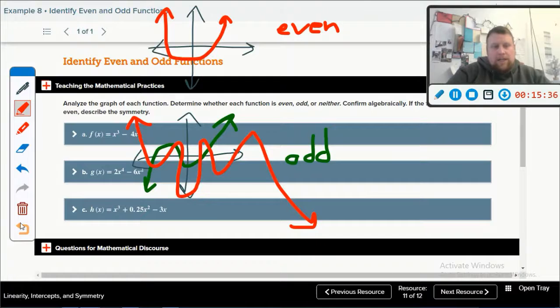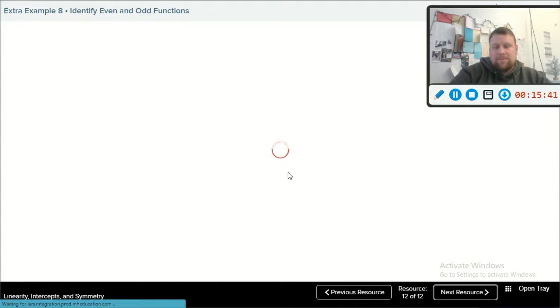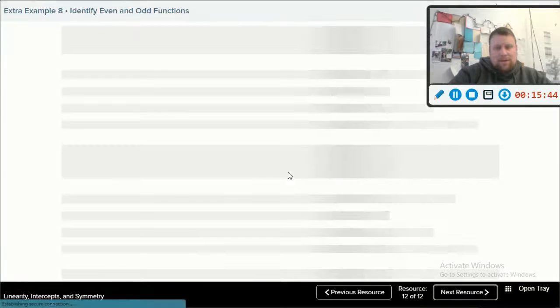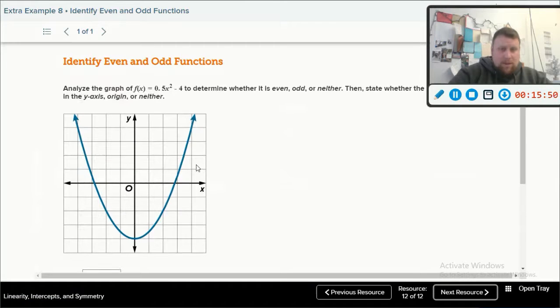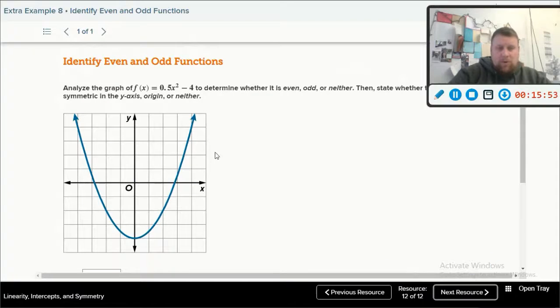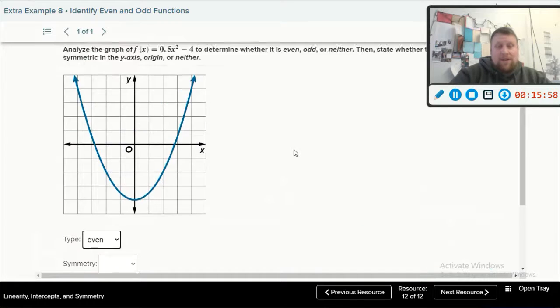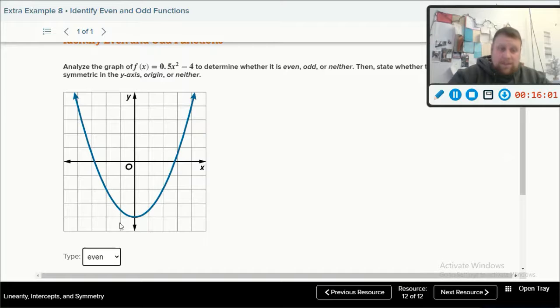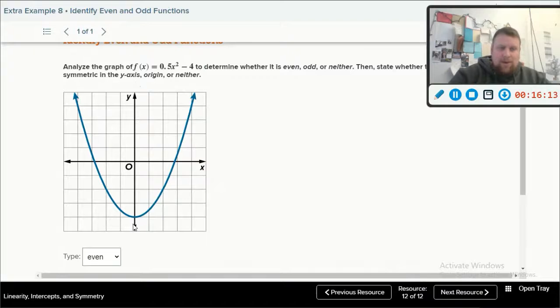Let's go ahead. We're going to go to the next page. Let's take a look at it. You will notice that, are these both pointed in the same direction? Yes, they are. So what is this? This is an even function because both ends point in the same direction. And does it have any type of symmetry? Yeah, I could draw a line right down the middle, we're going to call it y-axis symmetry because the line we're going to draw is the y-axis. Right here, that line. Okay?